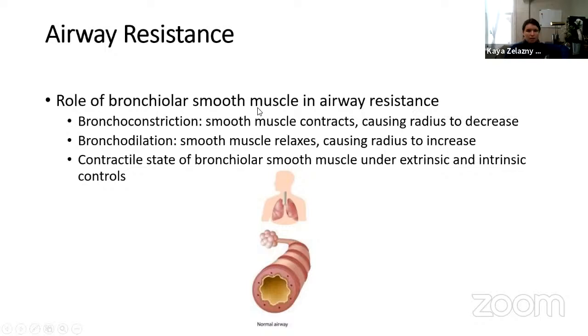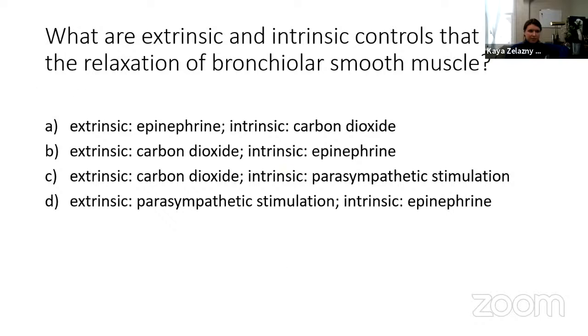The smooth muscle in the bronchioles is also under similar control as the vasculature was. So we're going to see that we have extrinsic control, like hormones and nerves. We're going to have intrinsic control, like levels of carbon dioxide and oxygen, the same way we did when we were looking at the vasculature. Okay, so having said that, let's take a look at this next question. What do we think some specific examples would be?